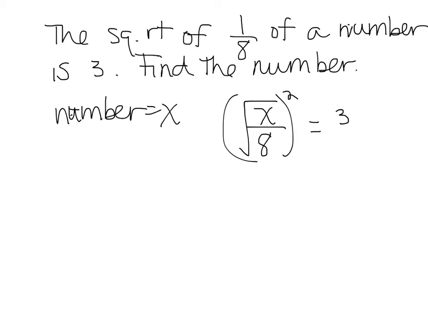From here, it's quite simple. x over 8 equals 9, so x equals 72. Really, I don't think you need to know more than that. So good luck.